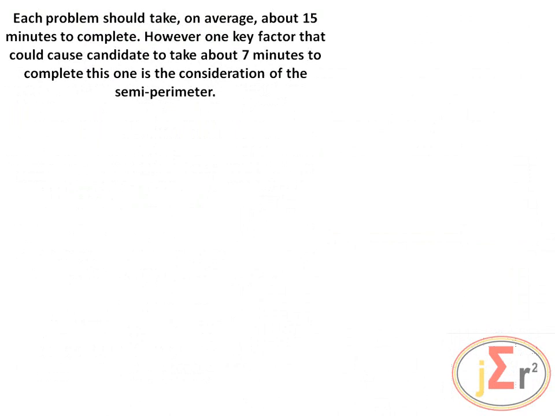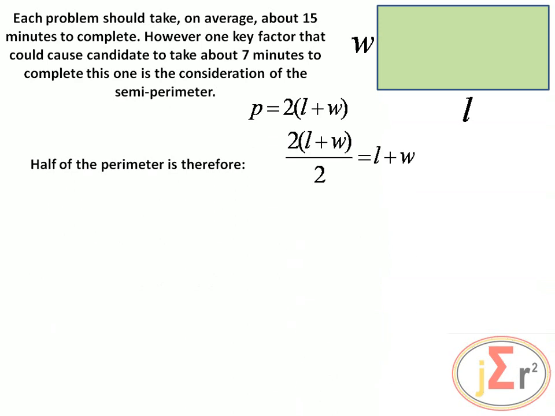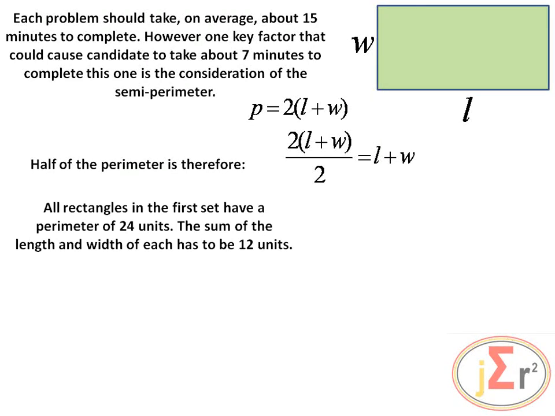Each problem should take on average about 15 minutes to complete. However, one key factor that could cause candidates to take about 7 minutes to complete this one is the consideration of the semi-perimeter. The perimeter is 2 times the sum of the length and the width, as we have it right there. Half of the perimeter, which is the semi-perimeter, is the length plus the width. All rectangles in the first set have a perimeter of 24 units. The sum of the length and the width of each has to be 12 units.